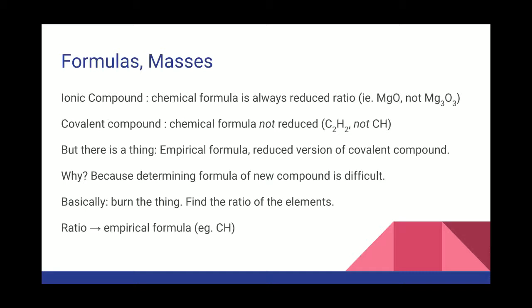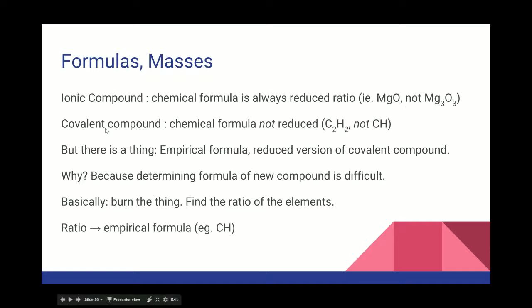So this is where we're going to start playing around with math. Math is a thing we have to do, and now it's going to start showing up. Okay, so remember, for ionic compounds, we are looking at the chemical formula, which is the reduced ratio of the relationship, the ratio of the ions to one another, cations and anions. Okay?